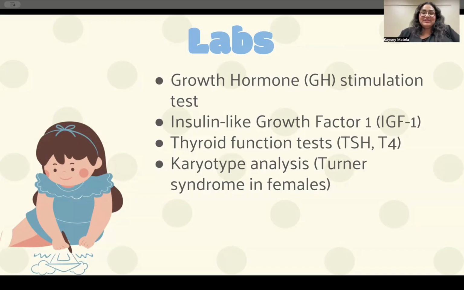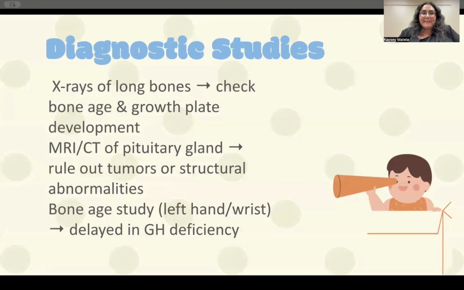Labs for dwarfism are growth hormone stimulation test, insulin-like growth factor, thyroid function tests, T4 and TSH, and karyotype analysis for Turner syndrome in females. For diagnostic testing, we have x-rays of long bones to check bone age and growth plate development, MRI and CT of the pituitary gland to rule out tumors or any structural abnormalities. Bone age study of the left hand and wrist to see if there's any delay in growth from growth hormone deficiency.